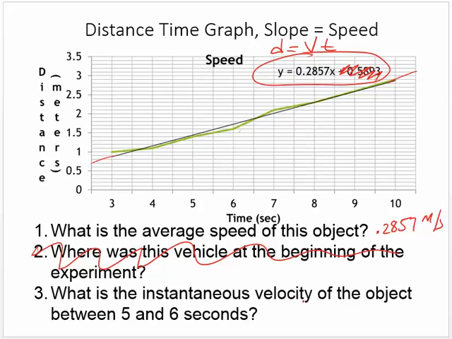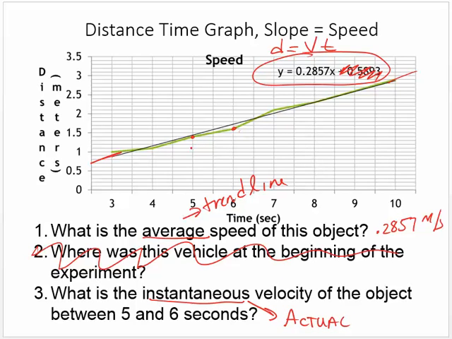What is the instantaneous velocity of the object between 5 and 6 seconds? Well, what they're asking us here then is we're going to look at the green line. Whenever they use the word instantaneous, that's going to be these lines. Whenever they use average, that's going to be the trend. Average, so I'm going to use the trend line. Instantaneous tells us we're going to use the actual.